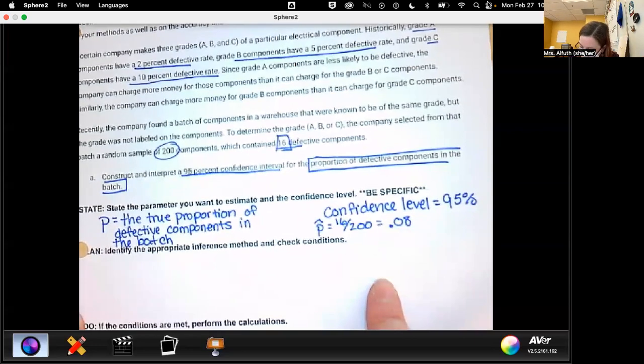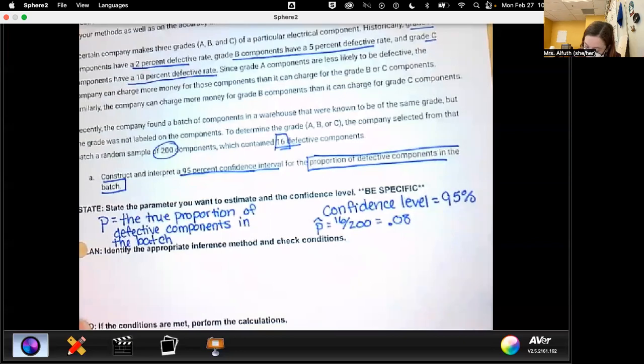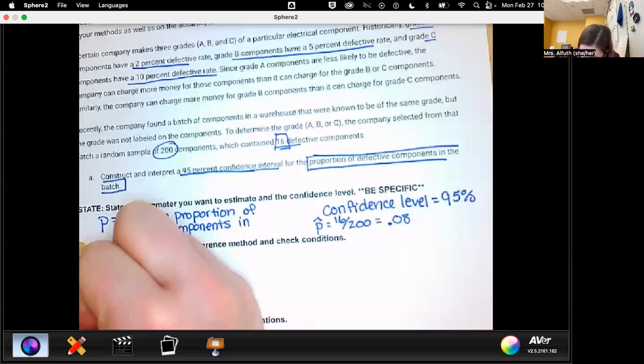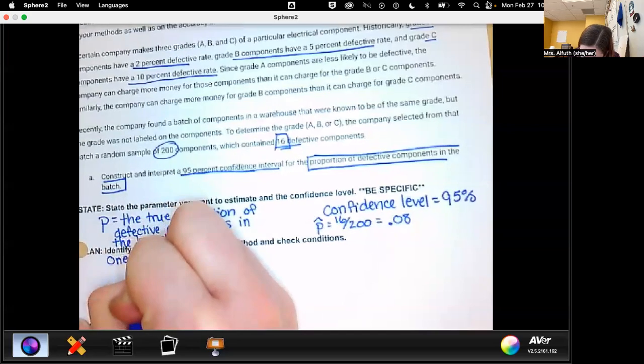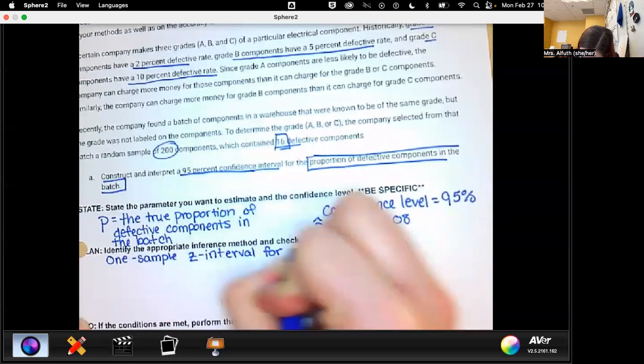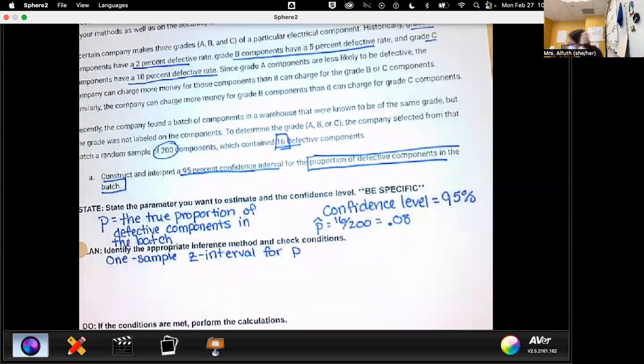So my appropriate inference method here is first, we're going to perform a 1 sample Z interval for P. A 1 sample Z interval for P. Notice that is not for p hat. That is for P. And then I need to check my conditions for inference.